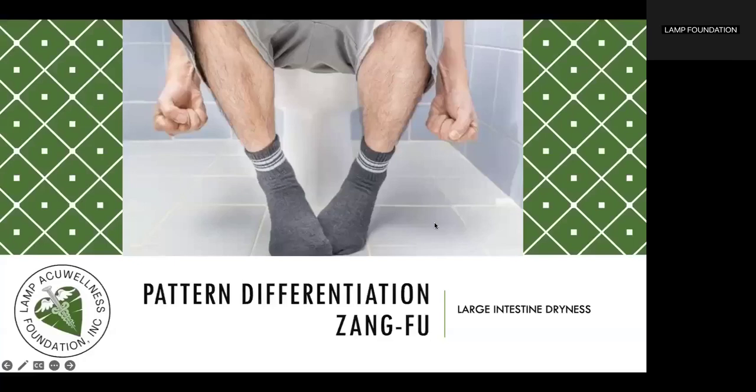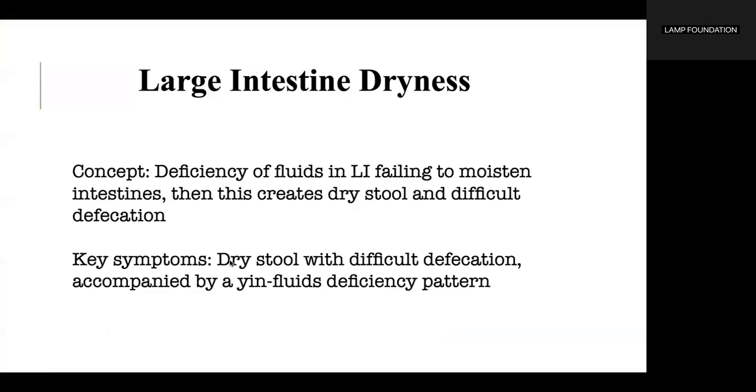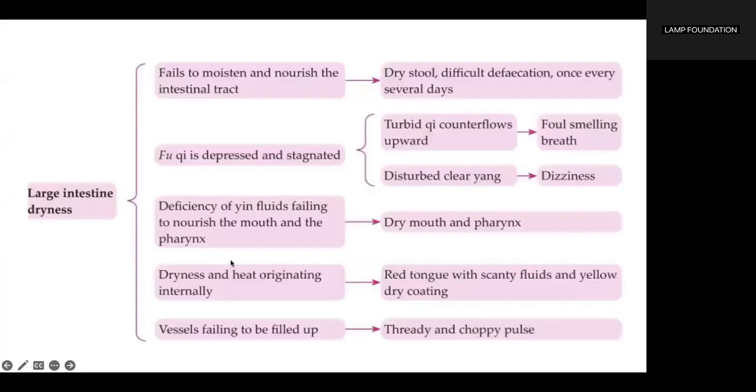Next is large intestine dryness. This imbalance pattern is a precursor of yin deficiency. There will be perceptible symptoms and signs of dryness, but not decidedly yin deficiency symptoms and signs. This is due to deficiency of fluids in the large intestine, failing to moisten the intestines, and then this creates dry stool and difficult defecation. Key symptoms: dry stool with difficult defecation accompanied by a yin fluids deficiency pattern.